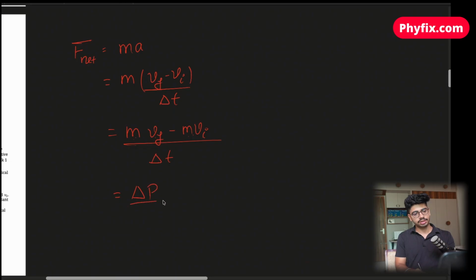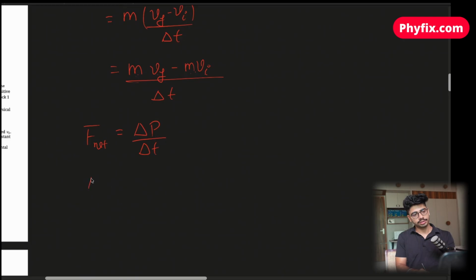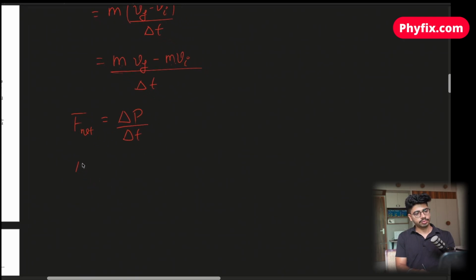This is the change in the momentum due to the net force. Delta P is nothing but the net force into delta T. And this quantity, the change in the momentum, our force into delta T, we call it impulse.